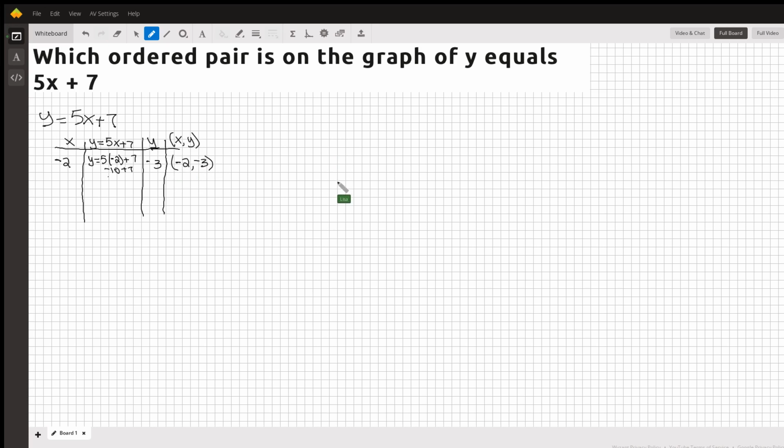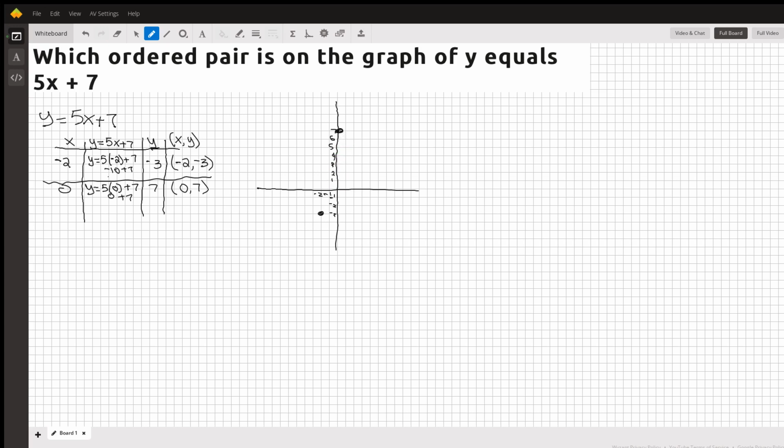So if you'd like to see this on the graph, here would be negative 2, negative 3. That's a point on the graph. So there's one ordered pair, but there's an infinite number of ordered pairs. I could put 0 in if I want. If you sub 0 in, you are going to get 0 plus 7, which is 7. So another point on the graph is 0 comma 7, which is all the way up here.